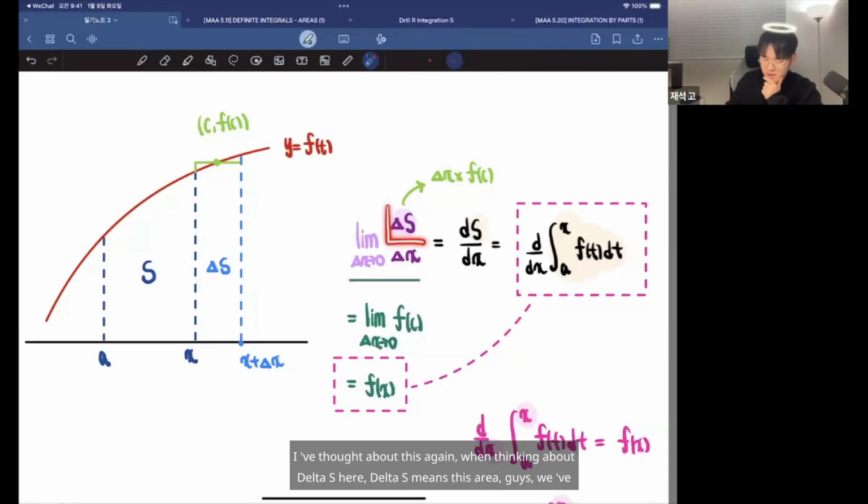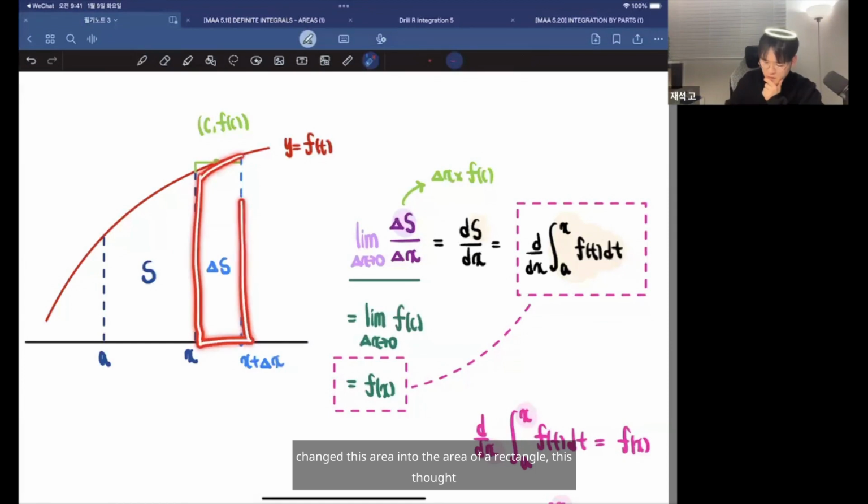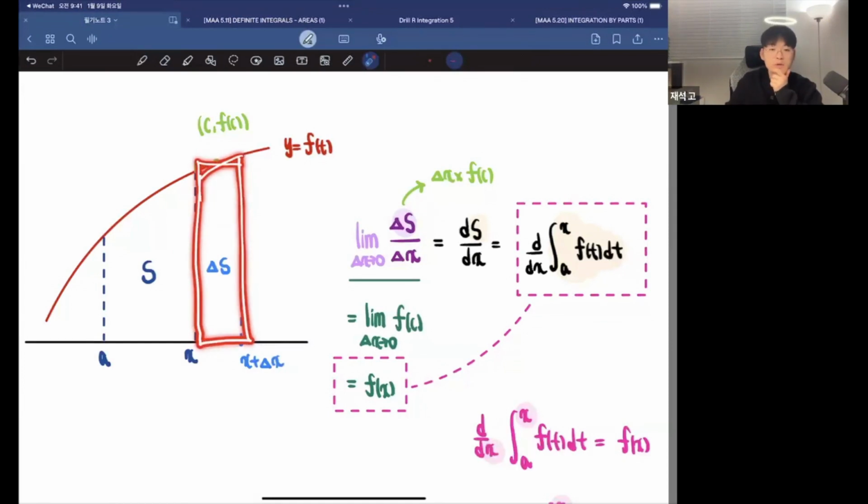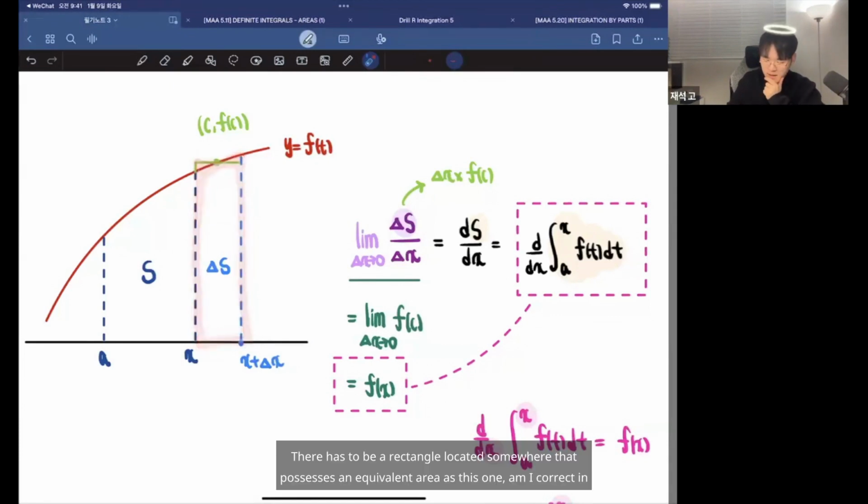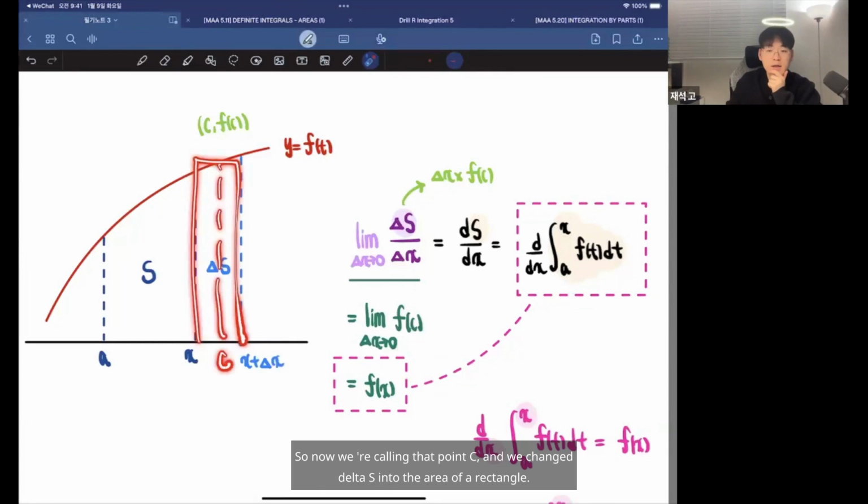When thinking about delta s here, delta s means this area. Guys, we've changed this area into the area of a rectangle. This thought: there has to be a rectangle located somewhere that possesses an equivalent area as this one. Am I correct in assuming this? So now we're calling that point c, and we change delta s into the area of a rectangle. delta x times f of c, and then I realized it simplifies.